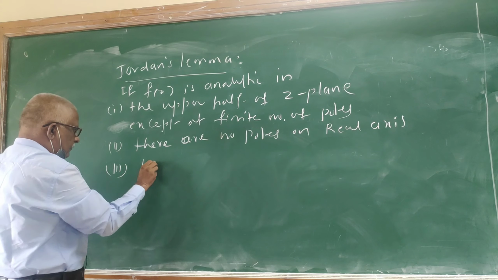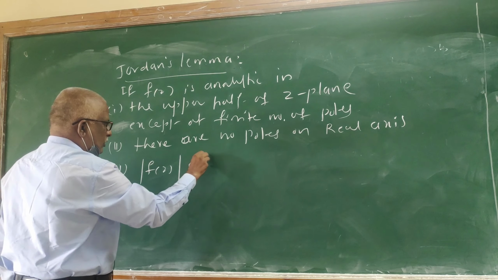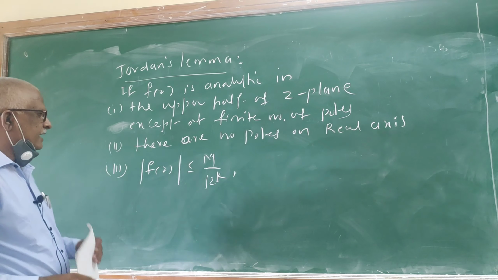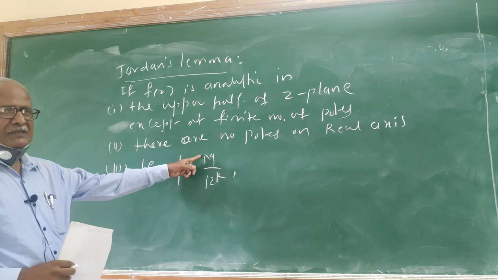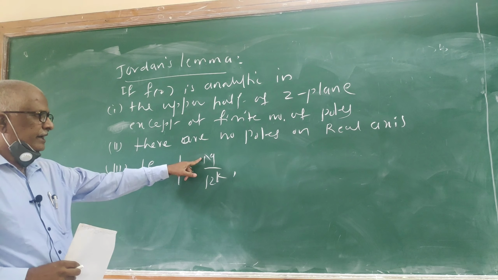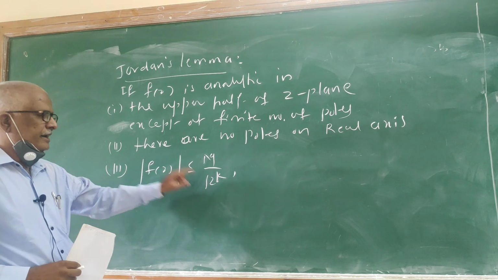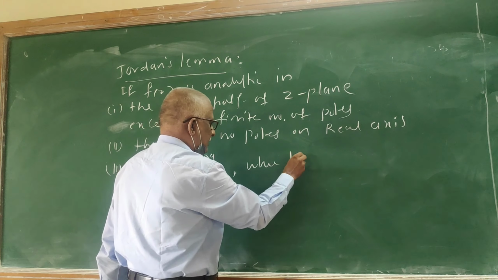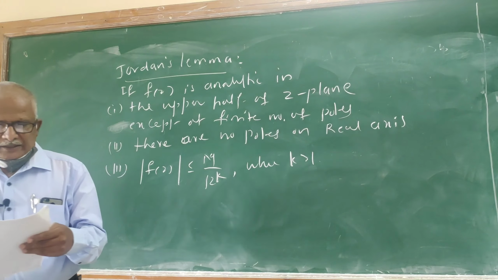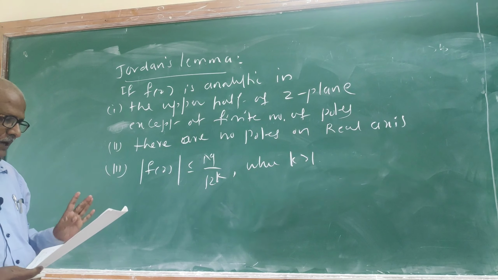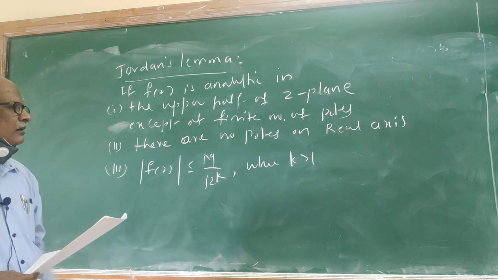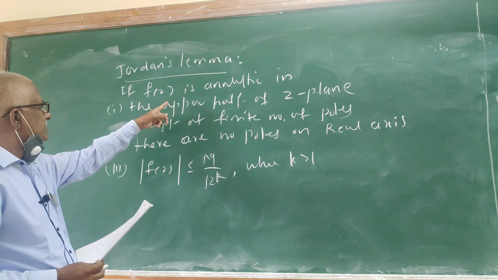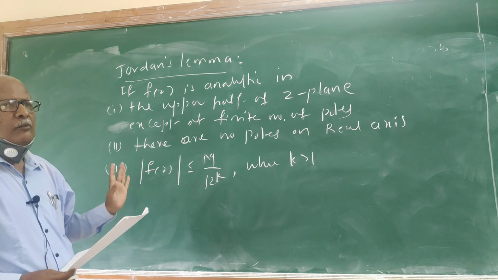Third, the modulus of f of z is less than or equal to m by r raised to k. The physical meaning of this is that f of z must be bounded. Here m stands for a non-zero real constant, k is greater than 1 always, and r is the radius. In other words, f of z is bounded for all z in this region.